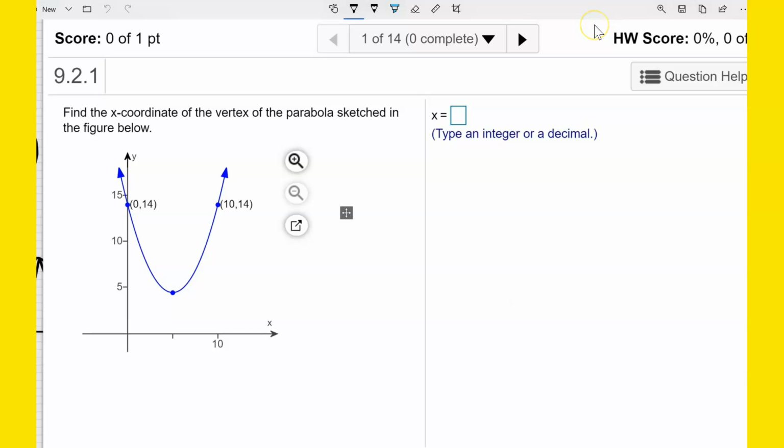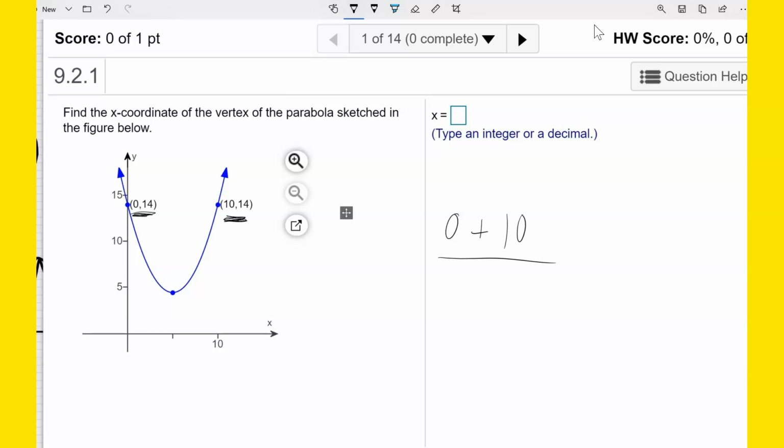Right, let's look at a couple of homework problems. The first homework problem is a little different than the examples I've given you. It gives you kind of the parabola and it tells you to find the x coordinate of the vertex. It's actually a very easy thing to do. All you have to do is take the 2 points that it gives you and just find the average of the x coordinates. So what's the x coordinate of this first one? It's 0. What's the x coordinate of the second one? It's 10.